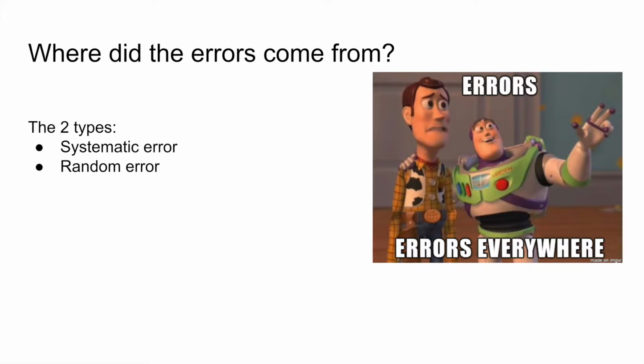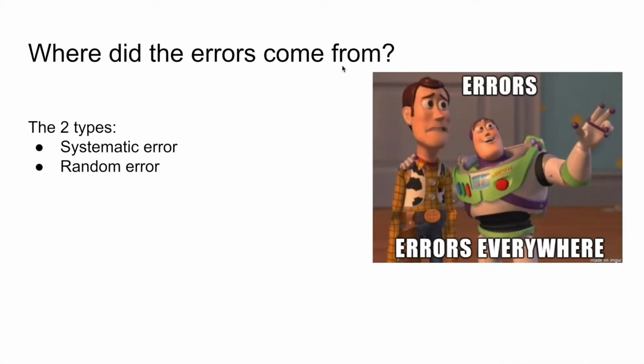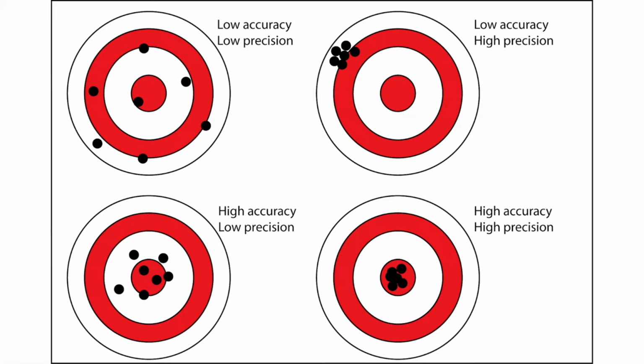So first of all, there's 2 types of errors: systematic error and random errors. If I forget, I'm going to say it now. If you have a systematic error, if there's something wrong in the system, in your method, in your equipment, it's always going to affect your accuracy.